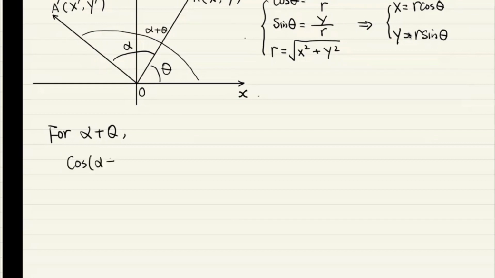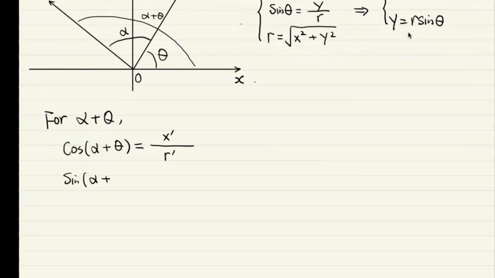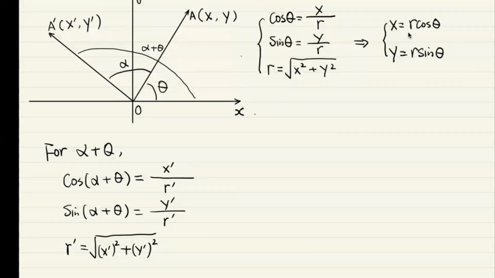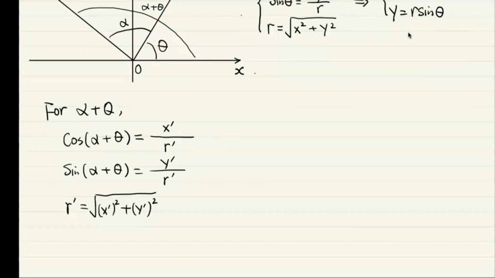Cosine of alpha plus theta equals x prime over r prime, and sine of alpha plus theta equals y prime over r prime, whereby r prime is the length of OA prime, that is the square root of x prime squared plus y prime squared. Now, since OA prime is obtained by rotating OA counterclockwise by an angle of alpha without stretching, the length of OA prime must be equal to the length of OA, which means r prime is equal to r that we obtained here.